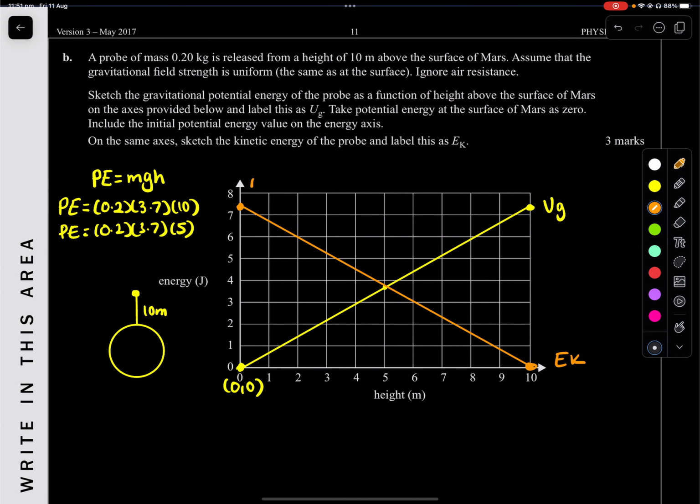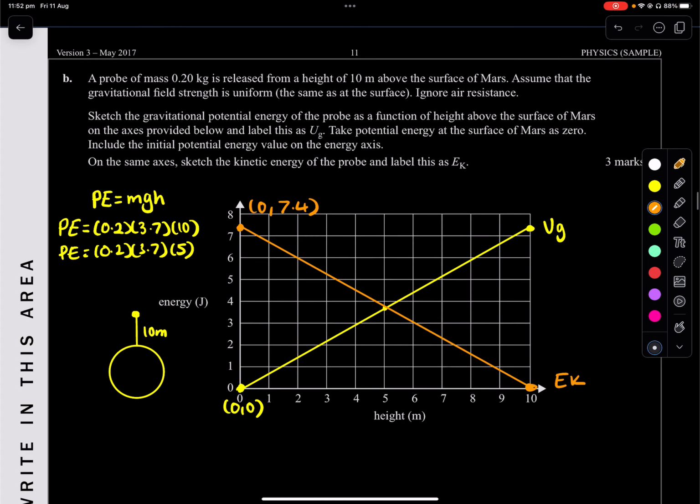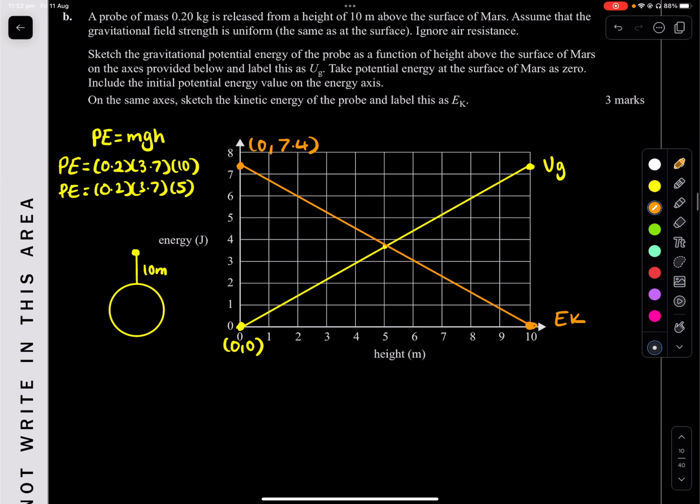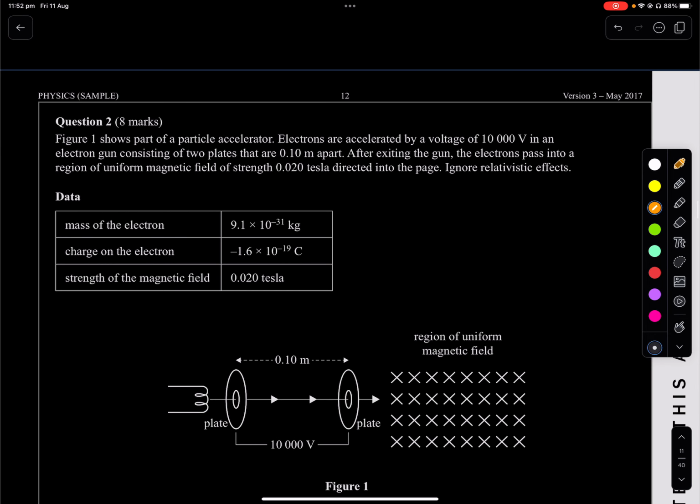And this point here is 0. Writing the point again, it's 0.2 times 3.7 times 10, 7.4. So this is 7.4. Yeah, that's your answer for that one. Perfect. It's not too bad. All right. Question 2.